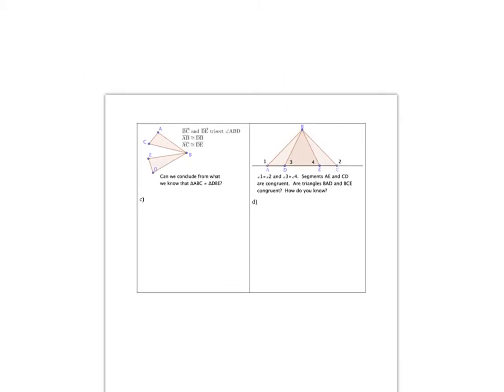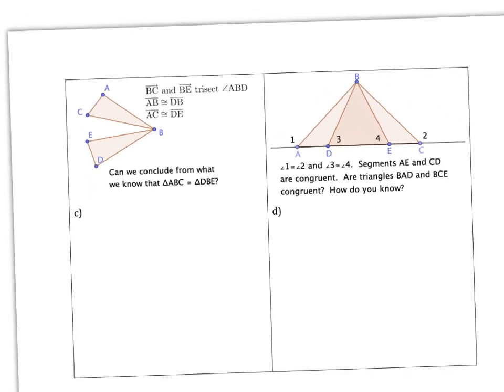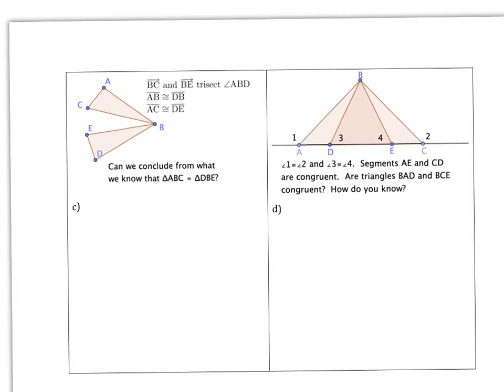Okay, for the next one, we have here that BC and BE trisect angle ABD, and what that means is that all three of these angles here are congruent, which, in other words, ABD has been cut into three congruent angles. We have that AB and DB are congruent. We have that AC and DC and DE are congruent. So what that gives us is side-side-angle, which actually is not sufficient to prove that they are similar.